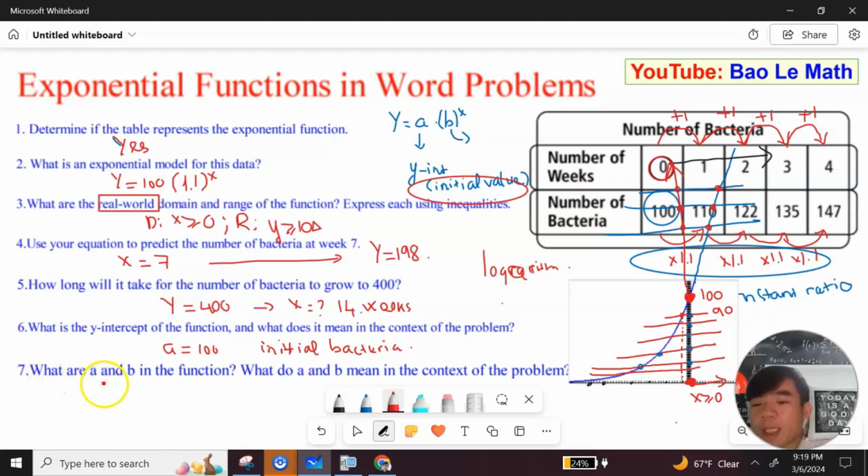Number 7, what are a and b in this function? a equals 100 and b equals 1.1. What do a and b mean in this context? I just explained a in the question sheet. Now b would mean the growth factor.